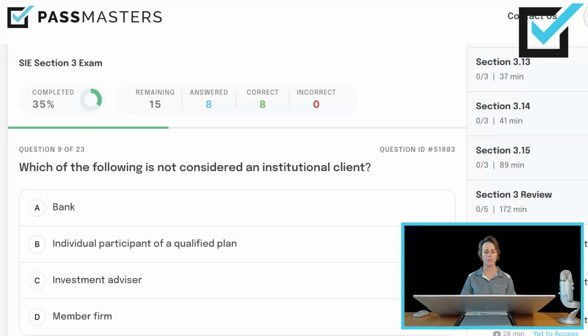Which of the following is not considered an institutional client? Bank, individual participant of a qualified plan, investment advisor, or member firm. So which is not an institutional client? An individual is not an institution. So a bank is an institution, investment advisor, member firm, those are all institutional clients. But individuals, we call them retail clients.